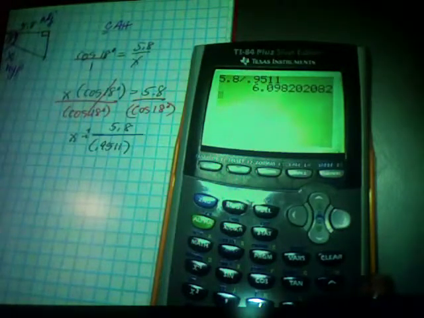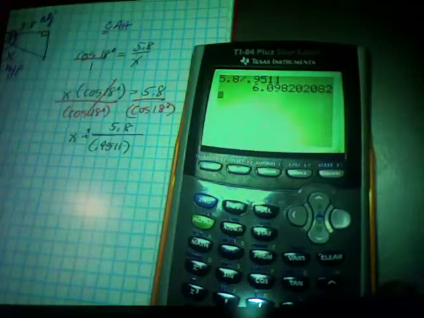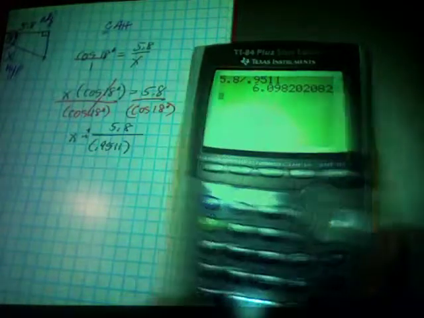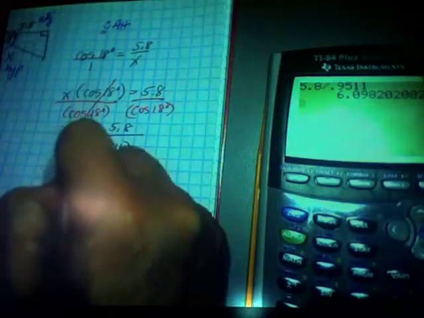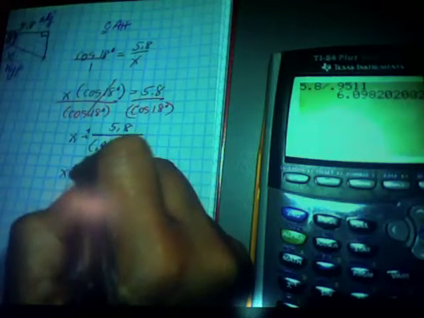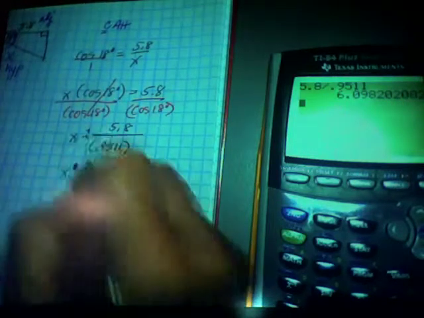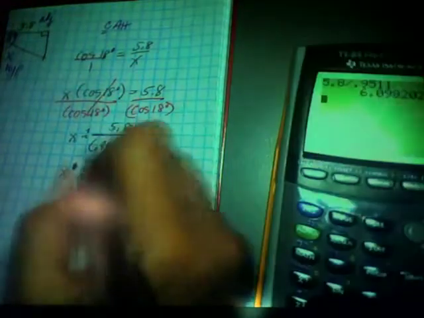And so we get 5.8 divided by 0.9511. Sure. And so then we have 6 point, is it 09 or does it bump up to 10? It bumps up to 10, so it's 6.10. So x is approximately equal to 6.10.